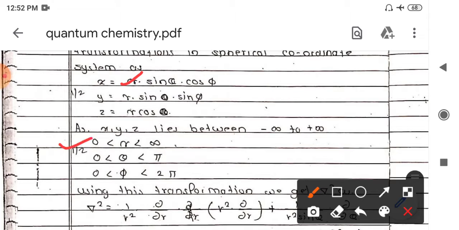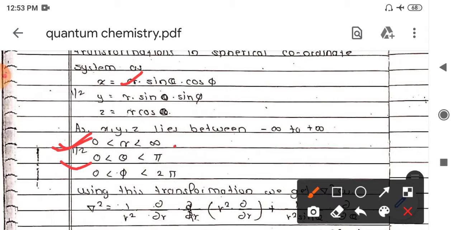So for r, which is again a position type of variable, the limit is 0 to infinity. It should not be minus infinity to plus infinity. Why is it so? Because r is nothing but the distance of the particle from the nucleus, and distance is always positive, it cannot be negative. So distance ranges from 0 to plus infinity.